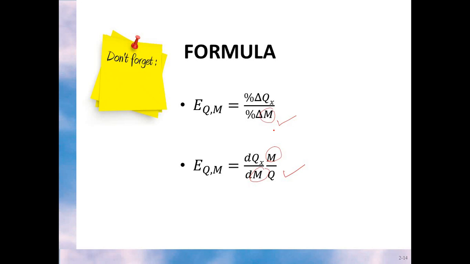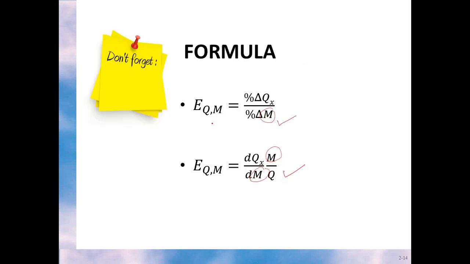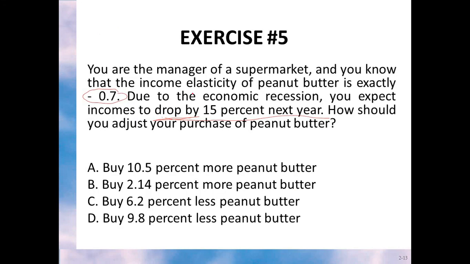In income elasticity, if we go back to this question just now, the income elasticity of peanut butter is negative 0.7 and income drops. This one is actually not formula 2, but it's easier for us to use formula 1. Why? Because what is given here is the elasticity and also the percentage change in income, right?